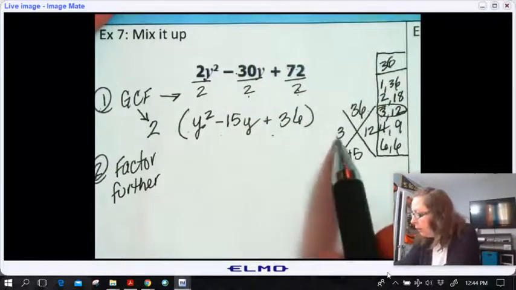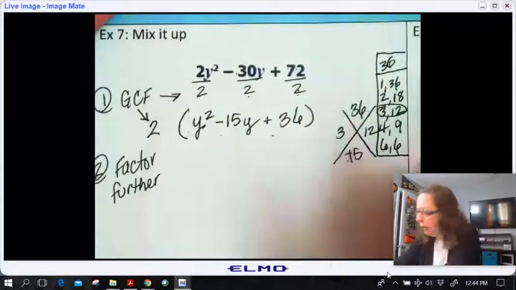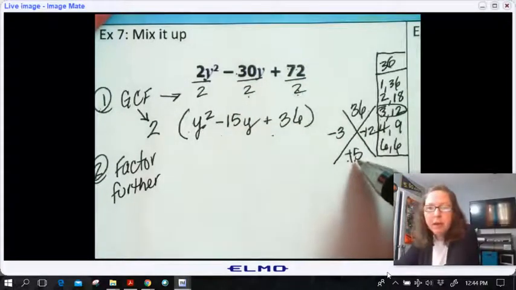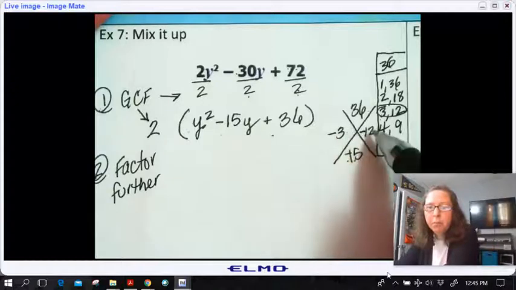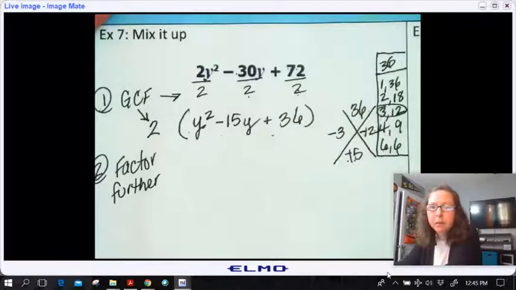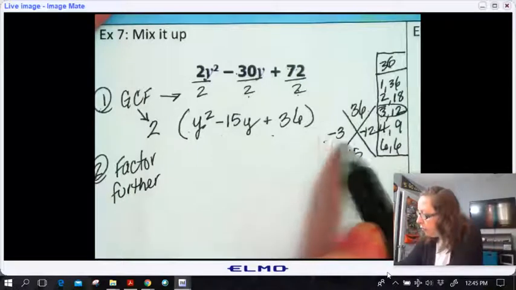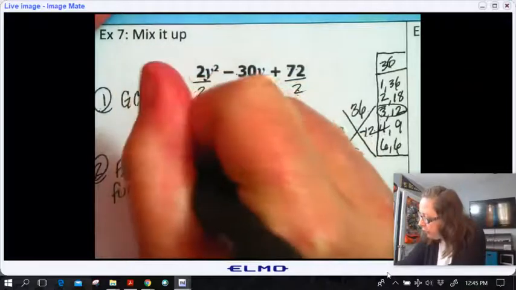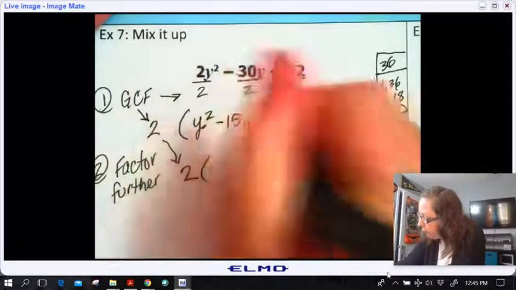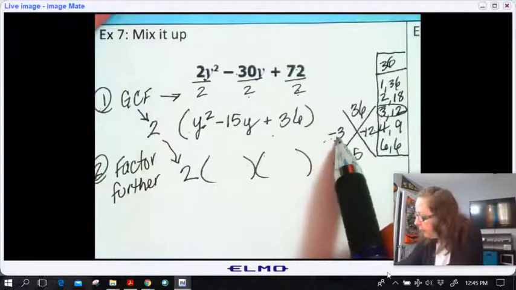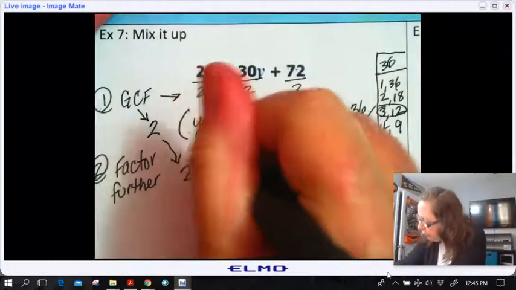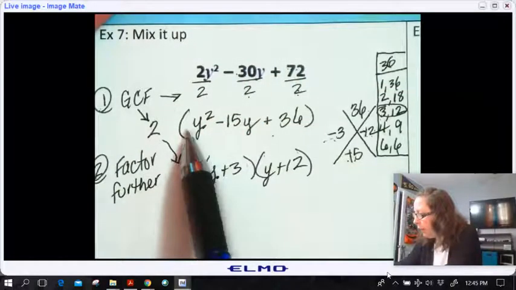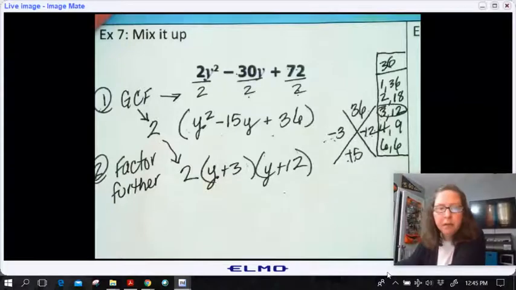Now, how would I put signs there to make them negative 15? Well, negative 3 and negative 12, if I combine them, is negative 15. But if I multiply them, is a positive 36. So when I pull these out into my factors, remember to change the signs. So I'm going to bring down this GCF of 2. And then I'm going to bring these factors over to here. y plus 3, y plus 12. And then don't forget to divide by that 1, which won't change the values of anything.